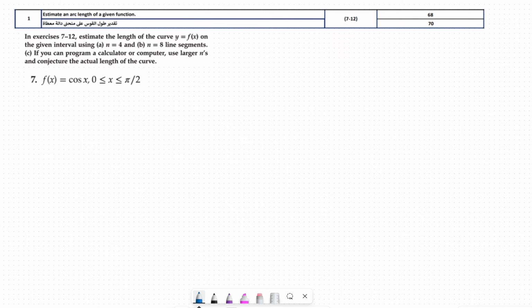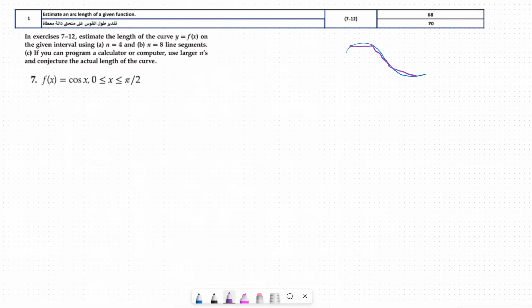Arc length of a given function. Now, the idea of this one: let's say we have some curve, and we want to know how long this curve is. Since this is not a straight line, we are going to approximate how long it is. What we do is choose some points on the curve and find the distance between these points, such that if we add all of them, it is an approximation for how long this curve is.